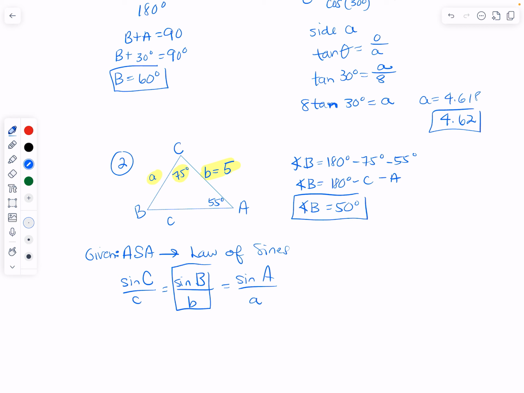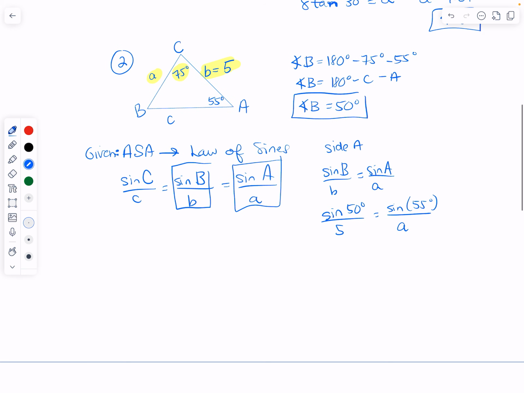Now I'm going to have to go after one of the other ones. I think I'm going to choose to do A first, so I'm going to use this piece of it. So I'm going after side A. Sine of angle B over B equals sine of angle A over A. So sine of angle B, remember, is 50 degrees. We just found that. Over side B, which is 5. And that equals sine of angle A, which is 55, over side A, which I don't know.